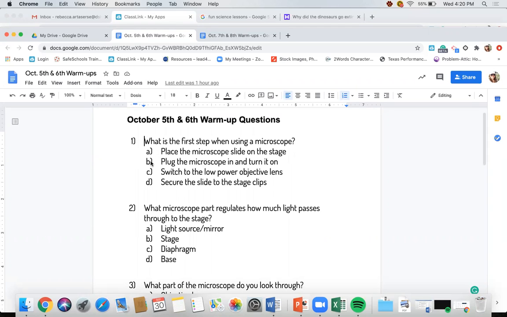B, plug in and turn on the microscope. Since we are using light microscopes, yes, we need electricity, so we need to plug it in and turn it on in order to be able to see anything. So B is looking like a good choice for us. C, switch to the low power objective lens. Yes, that's one of the very first couple steps, but it's not step number 1. We can't see anything unless it's plugged in and turned on. And D, secure the slide to the stage clip. So it's one of a later step, but again, we need to turn on the microscope and turn on that power source and the light source so we can see whatever we want to look at. So B as in boy is the correct answer here.